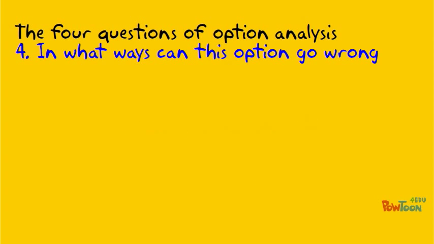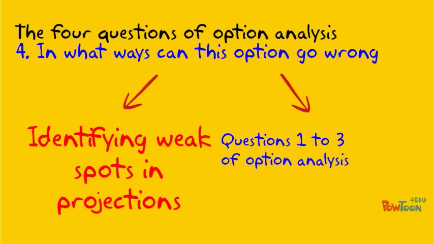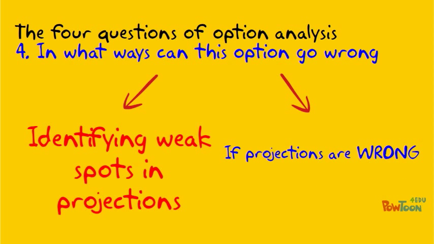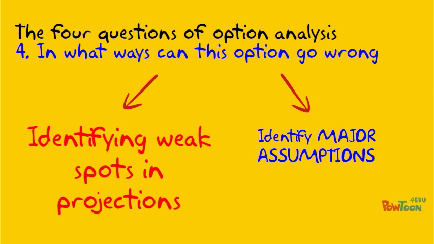This question is composed of 2 parts. The first part is identifying the weak spots in your projections. You may notice that to answer the first 3 questions, you need to make projections. If your projections are wrong, then the option will fall apart. So identify the major assumptions that you made to come up with your projections.